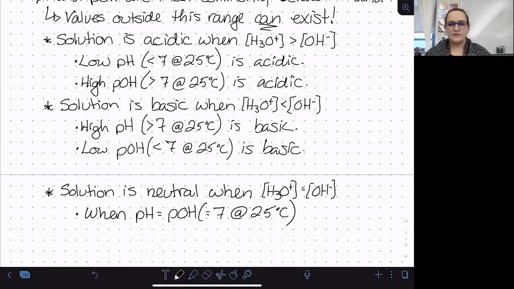So these are better definitions for what it actually means for something to be acidic, basic, or neutral. Usually when I ask students, at the beginning of this unit, what does it mean for a solution to be acidic? They tell me low pH. And when I ask, what does it mean if a solution has a low pH so that it's acidic? Kind of a circular definition here. So this is what it truly means in terms of concentrations for something to be acidic, basic, or neutral.